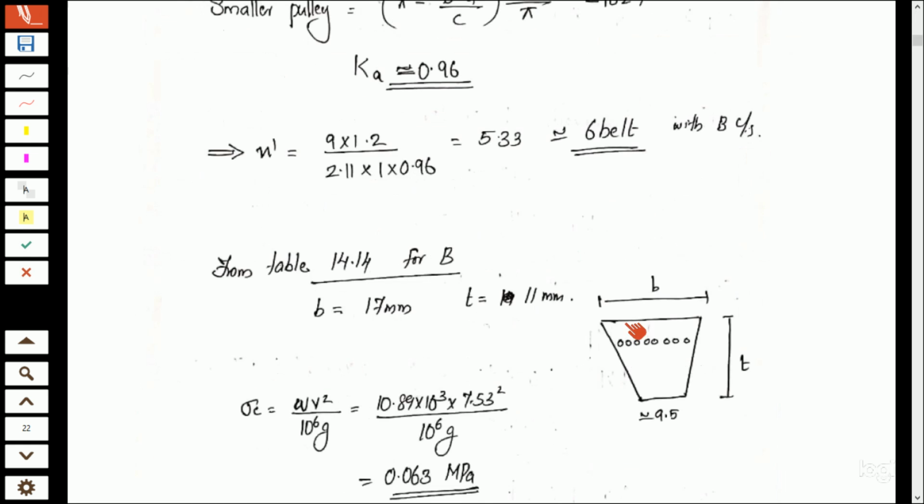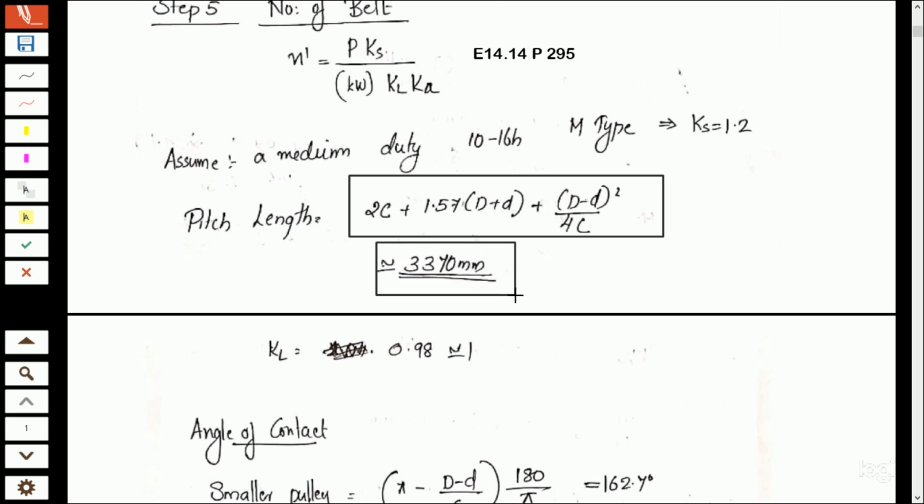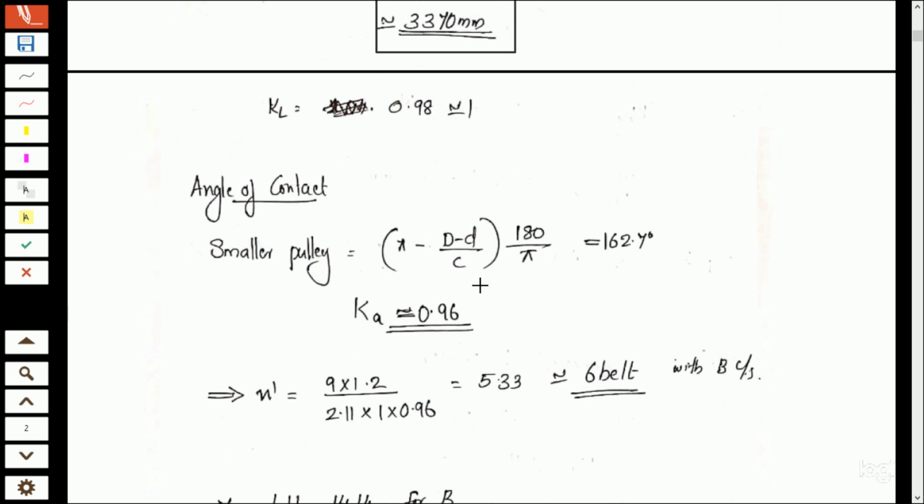So coming here, as I have told you, I have calculated the pitch length, and the value I have obtained is 3370. This value I have used to find the correction factor KL. I have given it over here. KL is approximated as 0.98 and I have approximated it to 1. The variation is only 0.02, so it will not affect your answer much.